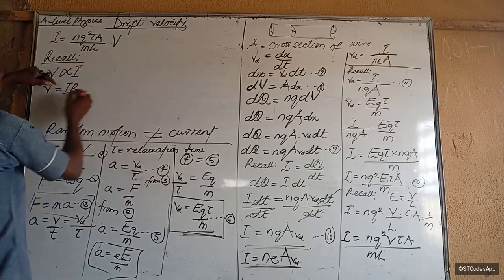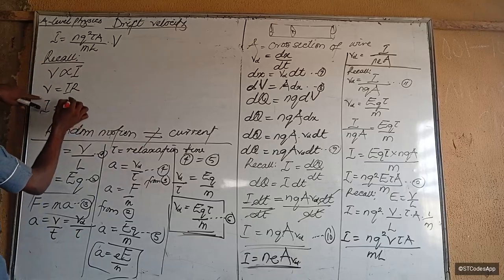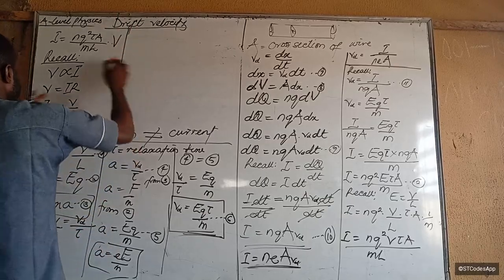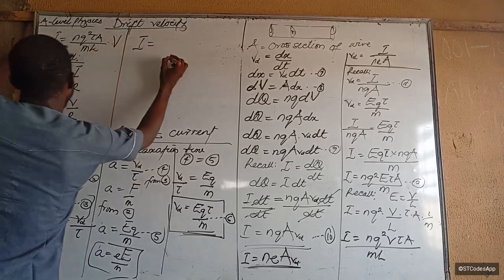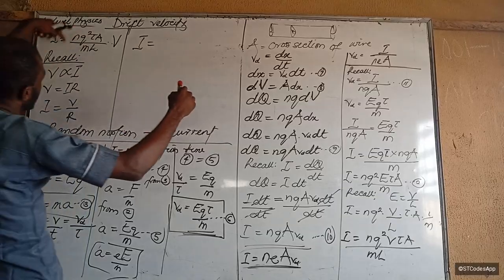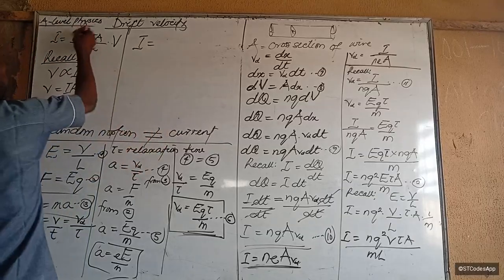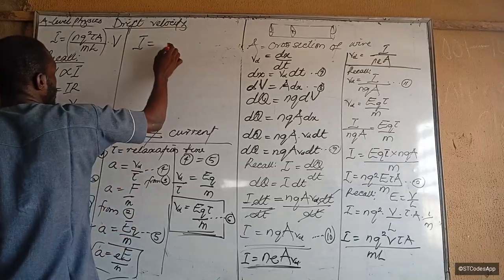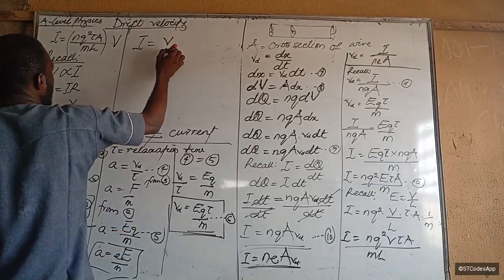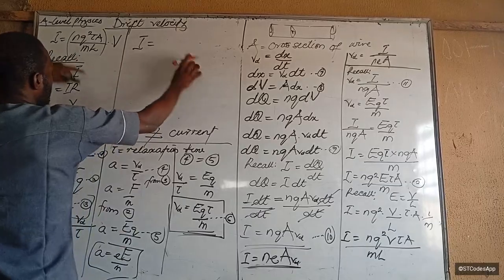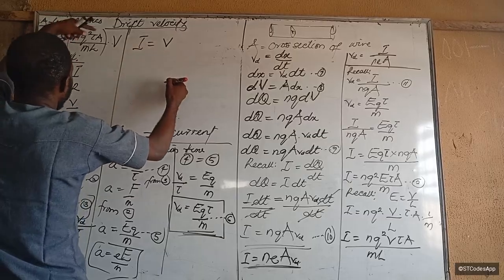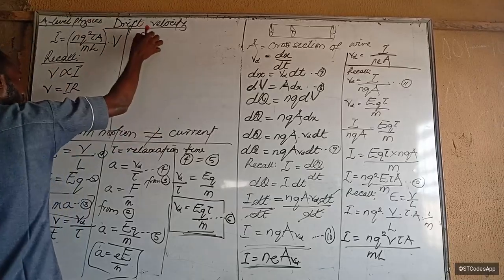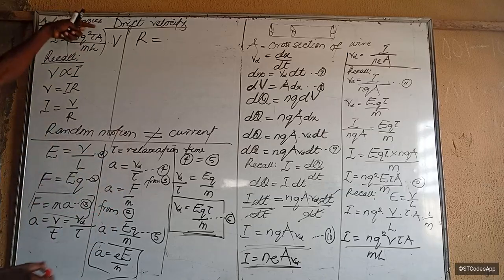If I were to rewrite, I will be equal to V over R. If that be the case, then we know from here that this whole expression is going to work like a constant. Is that clear? Such that we have V multiplied by this expression here. I mean to say that R is actually the inverse of this expression.